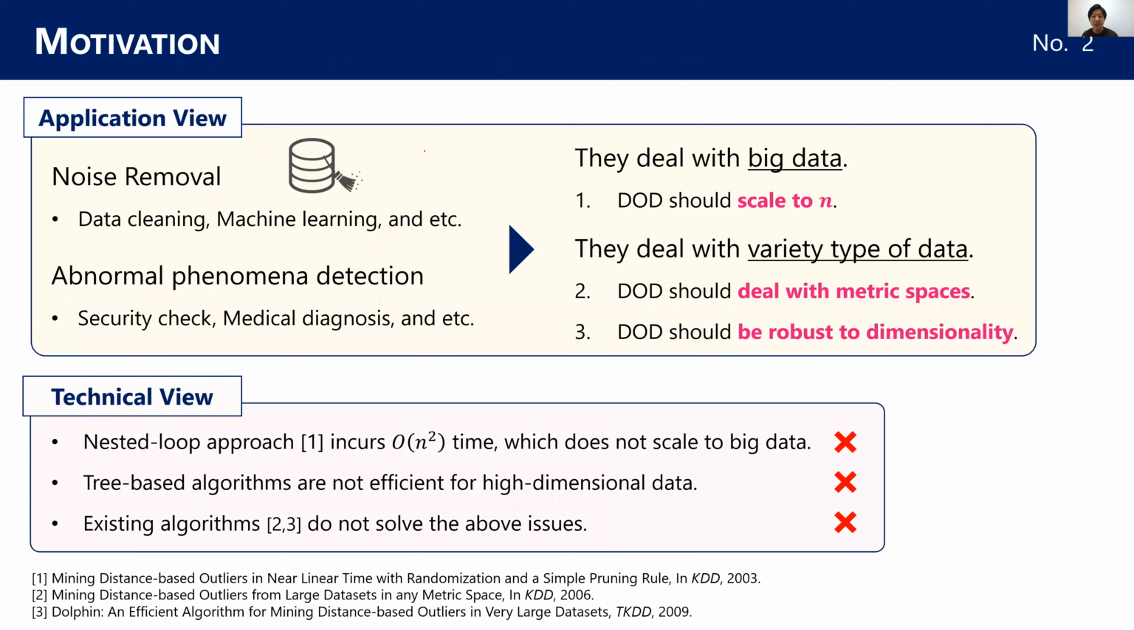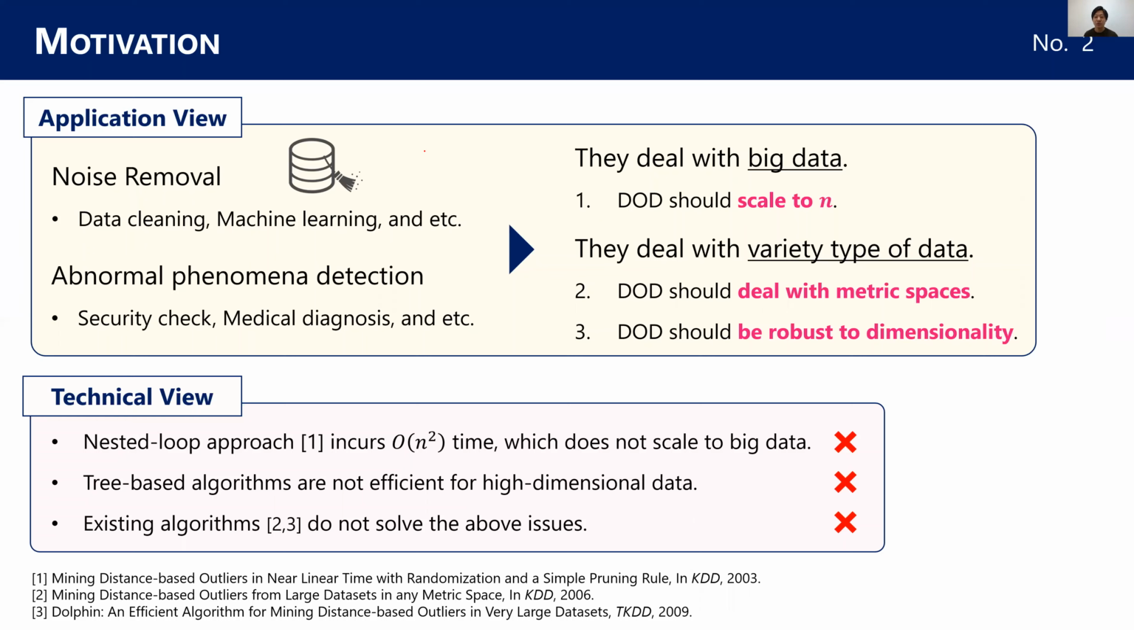This study is motivated by applications and existing techniques of DoD. Direct applications of DoD are noise removal and abnormal phenomenon detection. Especially due to the widespread of machine learning, they become more important because machine learning applications usually deal with data with big size and variety type. So DoD techniques should scale to the data size, deal with metric spaces, and be robust to dimensionality.